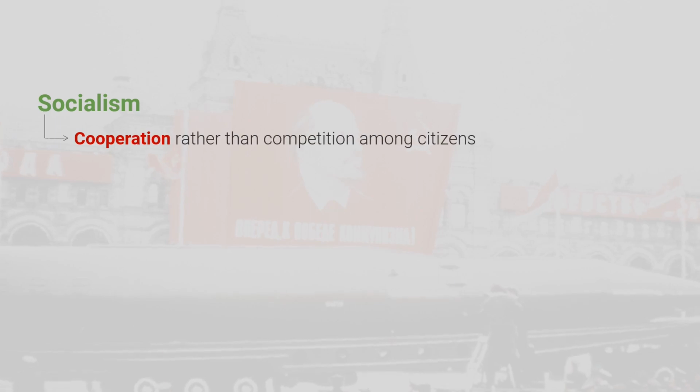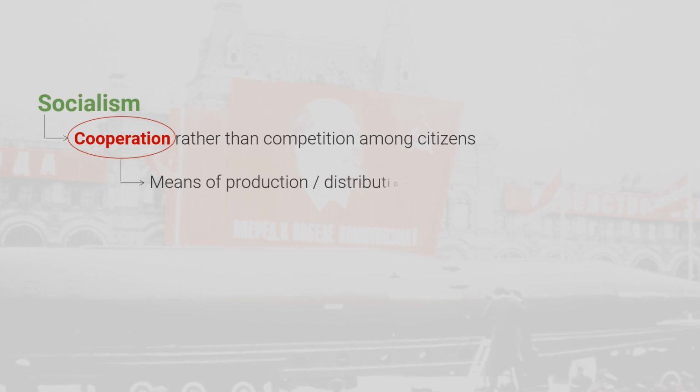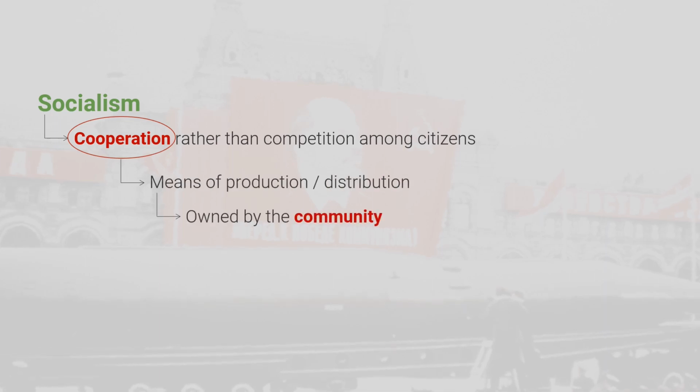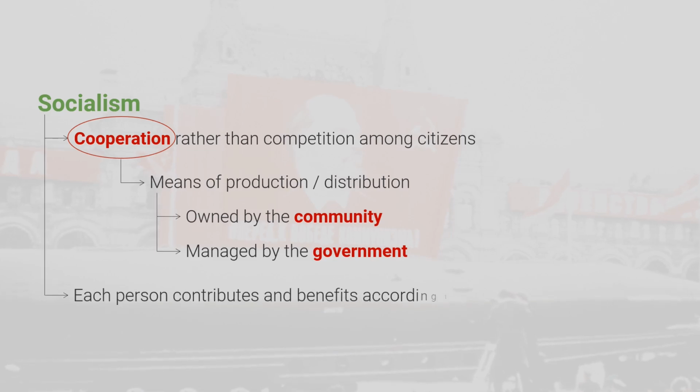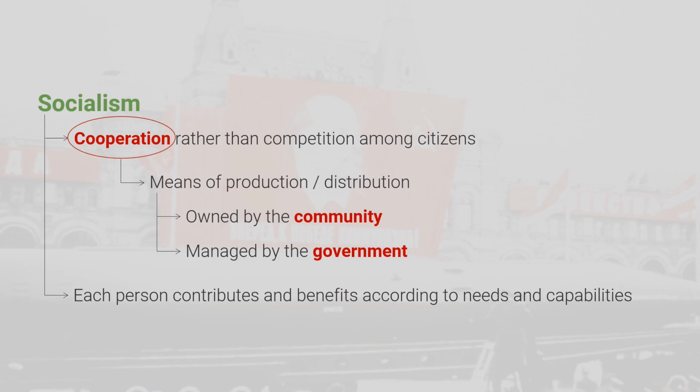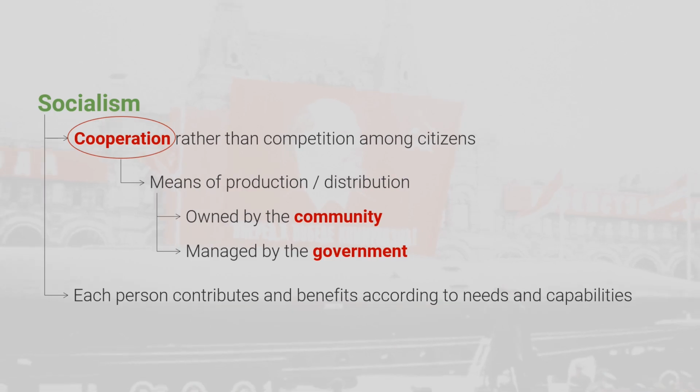Socialism. Socialism is a political and economic system that encourages cooperation, rather than competition among citizens. The whole community owns the means of production and distribution of goods and services, while a centralized government manages it. In this way, each person contributes to and benefits from the system according to their needs and capabilities.